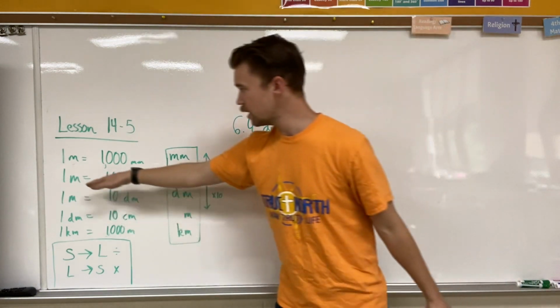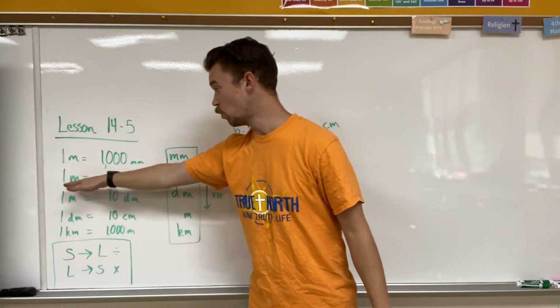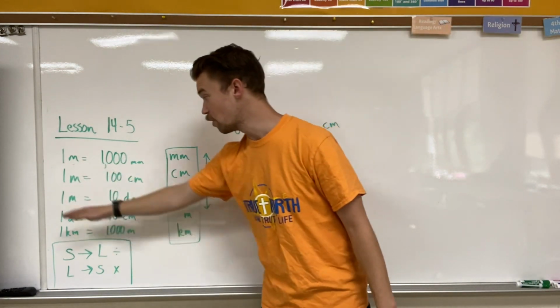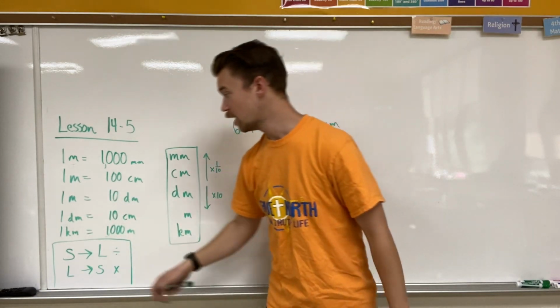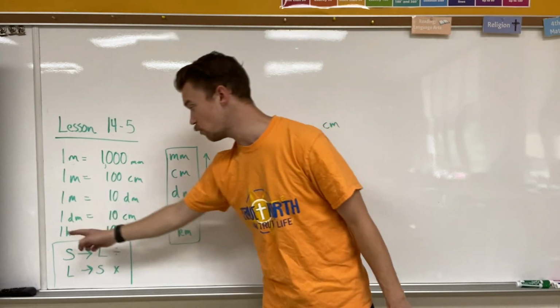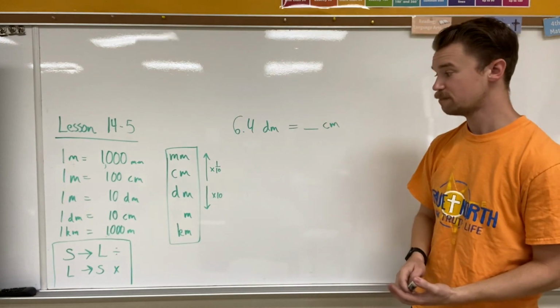So our conversion rate is 1 meter is 1,000 millimeters. 1 meter is also 100 centimeters. 1 meter is also 10 decimeters. And 1 decimeter is 10 centimeters. And 1 kilometer is 1,000 meters.